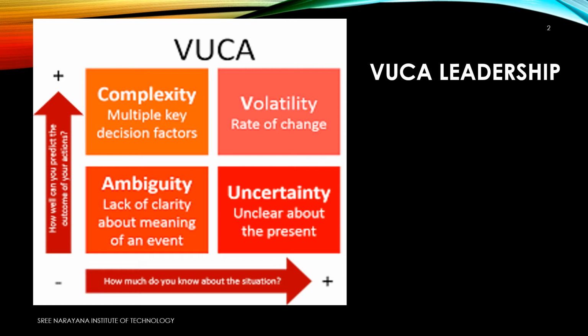Ambiguity. Ambiguity means being unclear. It is different from uncertainty. Unclear means when you're not certain of the meaning of an event, or you're not able to understand what it means. That is ambiguity. So that is also a leader's quality, that he should be able to precisely analyze and understand certain things that are ambiguous, certain things that require clarity, but he should have the quality to understand the meaning behind each event, right? So this is VUCA leadership.